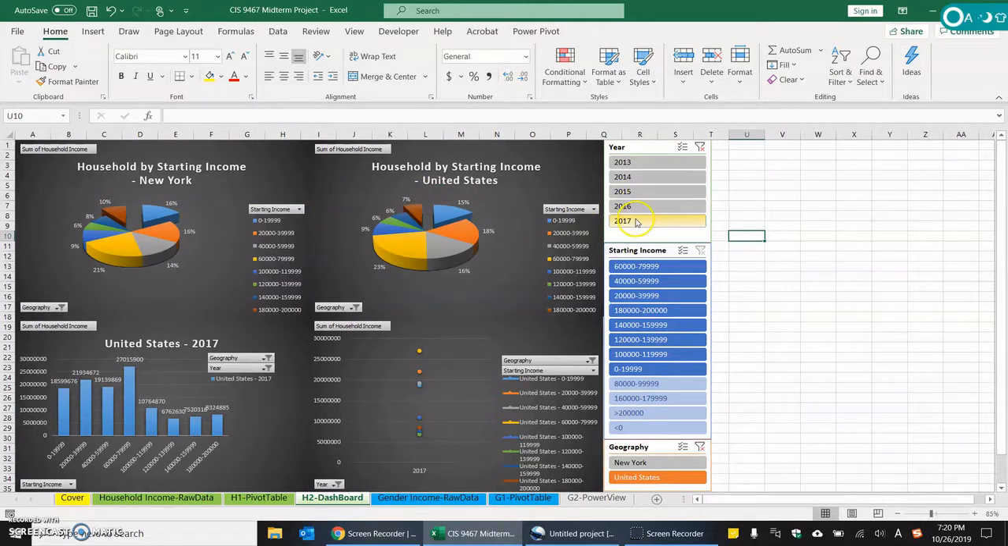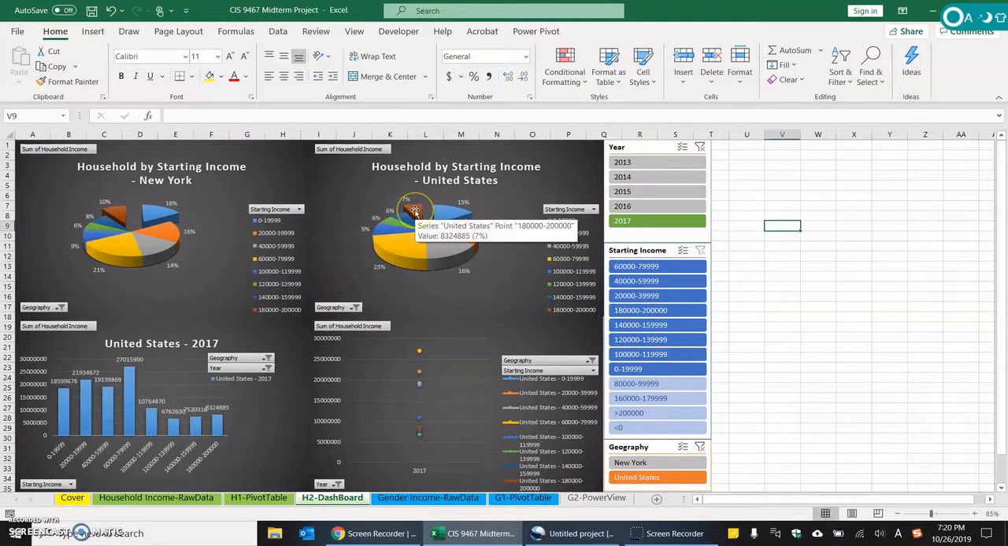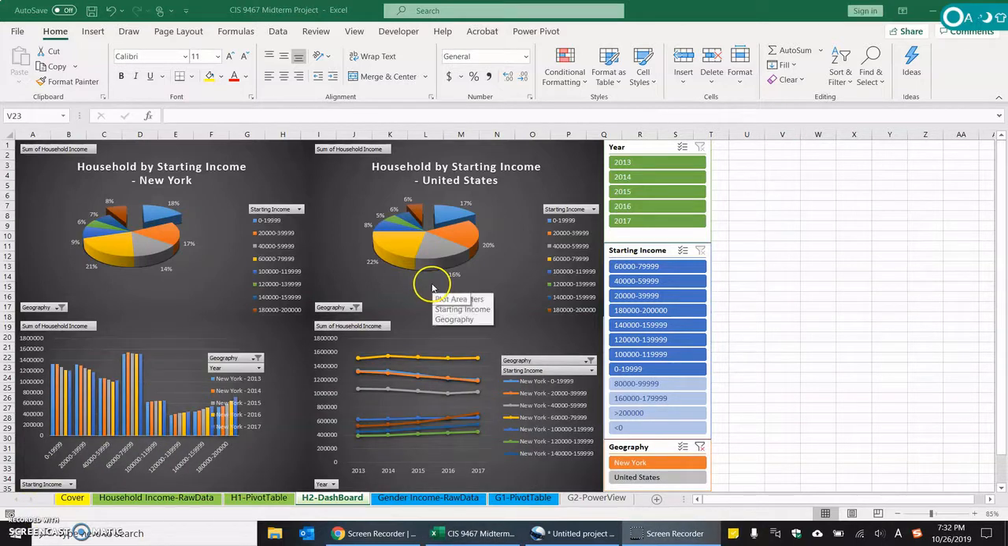So let's compare with the United States. In 2013, it was 5% for the high income and 18% for the low income. And in 2017, it moved up to 7% for the high income and decreased to 15% for the low income. So here we can conclude that the lowest income households were able to move up to higher income, but at the same time, the richest people in the entire nation are still making more money and becoming even richer.